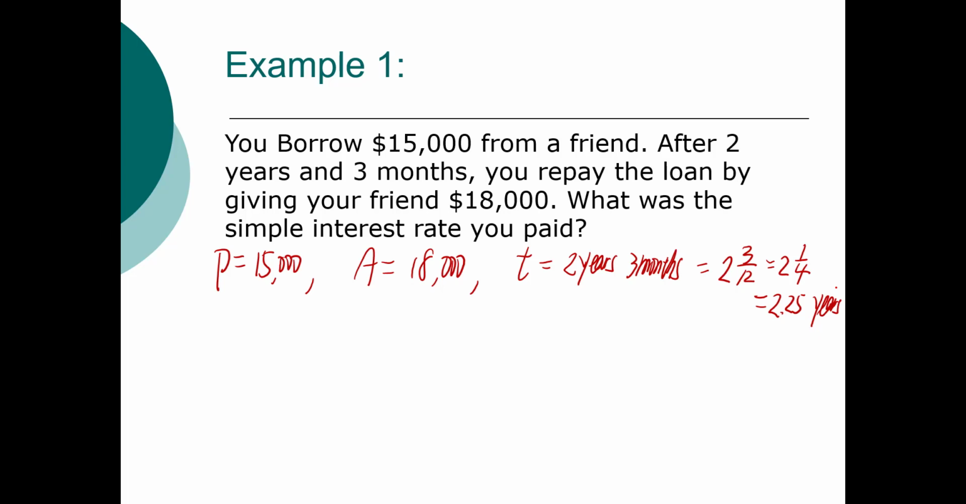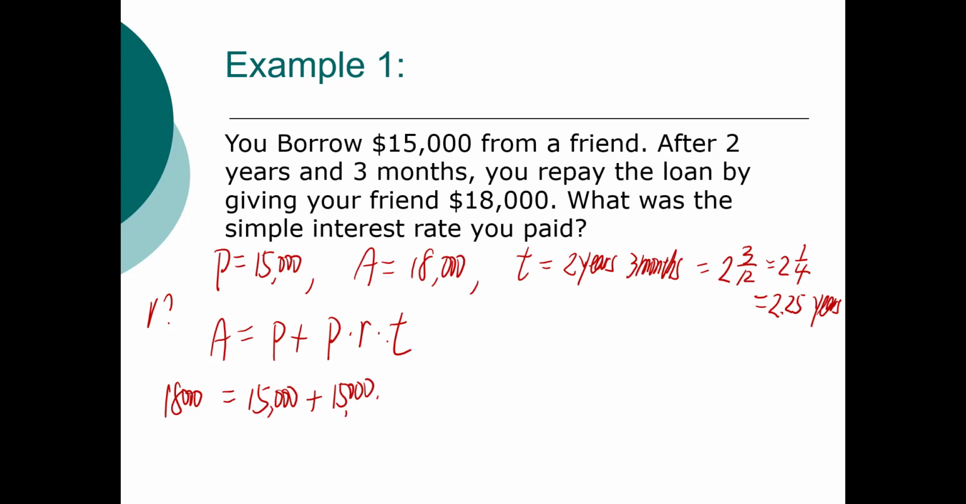So right here, we get to solve for the rate. The only thing we don't know is the interest rate. We solve for that. The ending balance equals principal plus principal times rate. The principal is 15,000, so we get 18,000 here: 15,000 plus 15,000 times rate, which we're looking for, times t. That's 2.25.